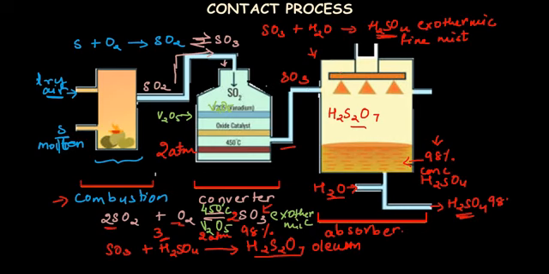Now let's take the list of the reactions of the contact process. So the first reaction taking place in the contact process is combustion of sulfur with oxygen to get sulfur dioxide. Sulfur dioxide is then further oxidized to get sulfur trioxide, and as we know, this reaction is an equilibrium reaction, so let me add a reversible sign here.